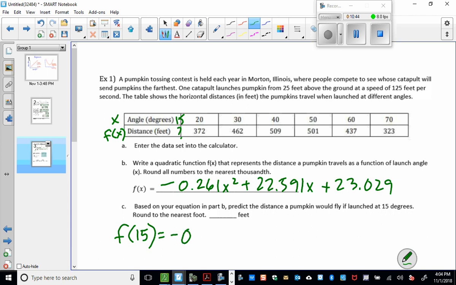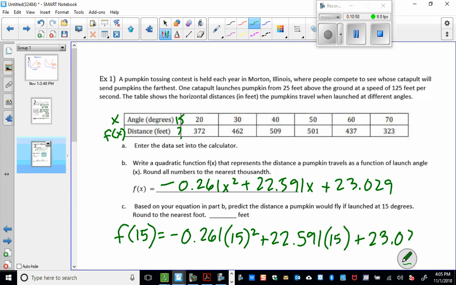So I'm going to put this in the equation, negative 0.261 times 15 squared plus 22.591 times 15. Everywhere there's an x, I'm putting a 15. And then I can use a calculator and plug all that in, and it will tell me the approximate distance that it would travel if it was launched at 15 degrees. Now, I do want to show you another way that you can do this calculation on the calculator. It's kind of cool. So I'm going to go back to my calculator.